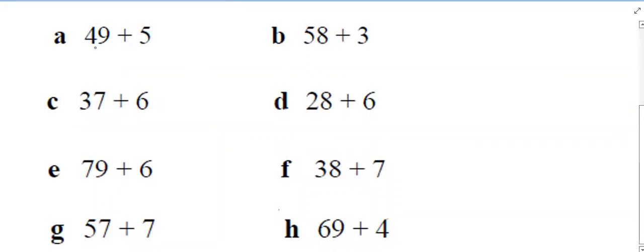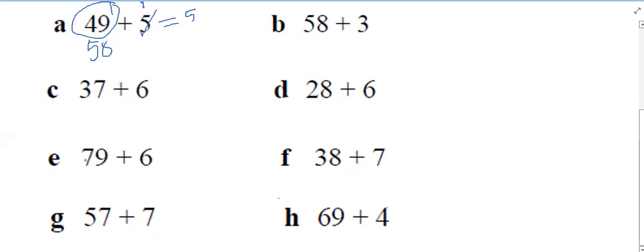49 is close to 50 and deficient by 1. We'll take that 1 from the 5, making it 50. The other number becomes 4. Together, 54. And for question E, 79 is deficient by 1, so this becomes 80. The other number becomes 5. Together, 85.